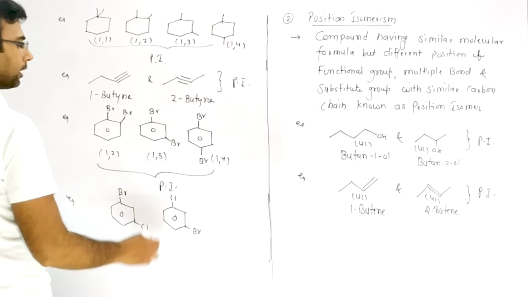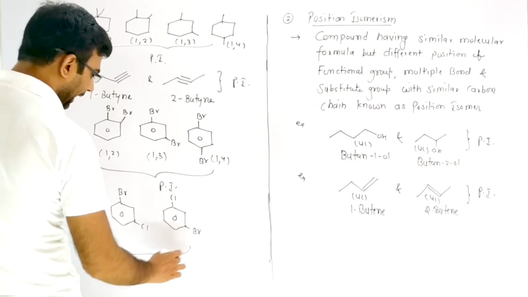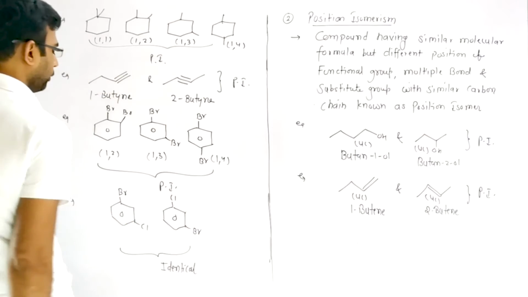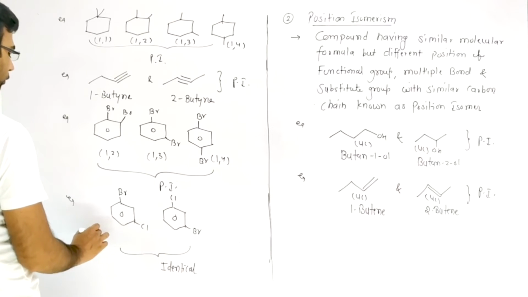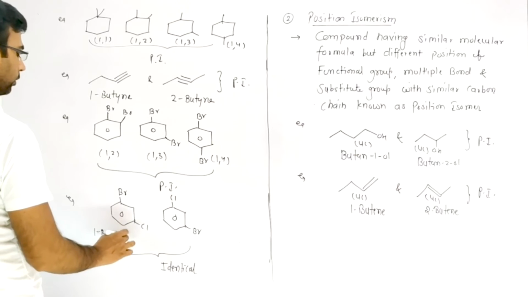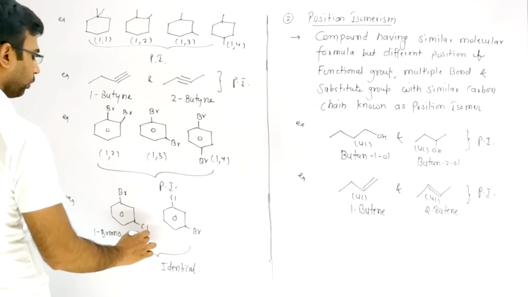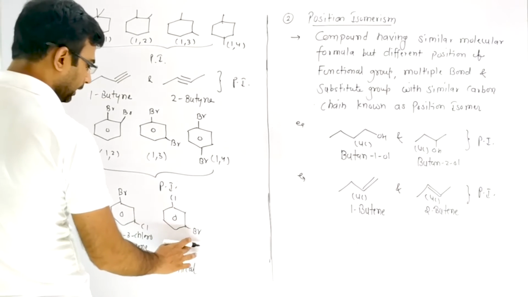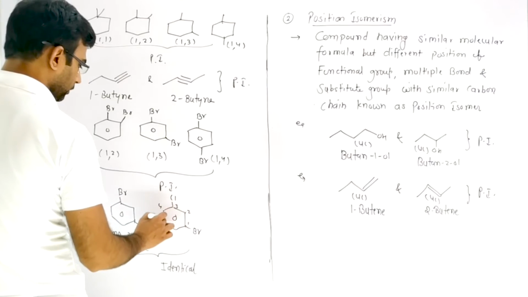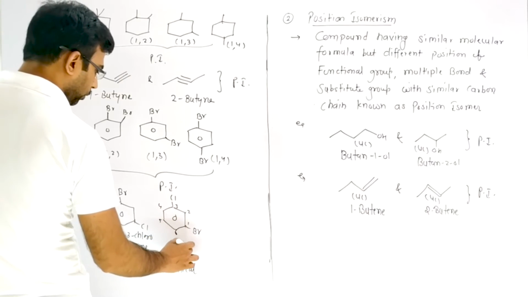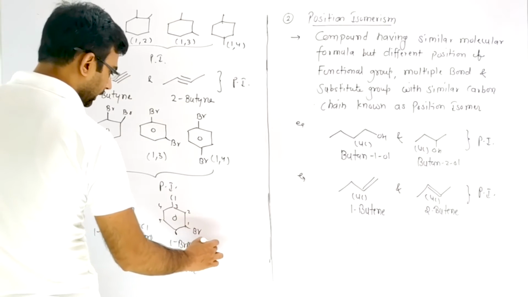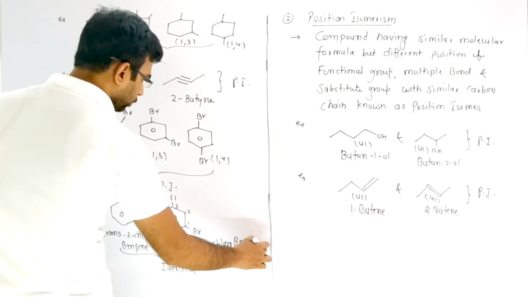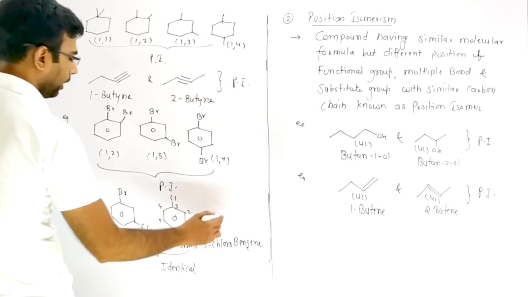Now in this compound, these are identical or similar compounds, because the name of this one is 1-bromo-3-chlorobenzene, and it also has a similar name, 1-bromo-3-chlorobenzene. So both compounds are the same, so these have an identical relationship.